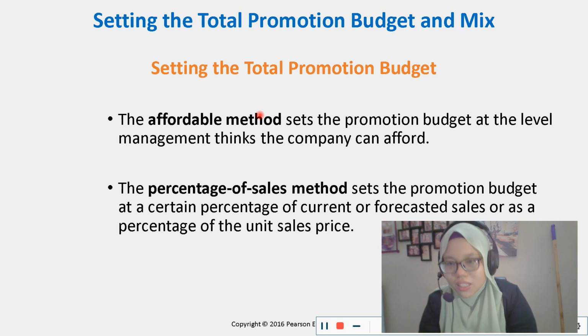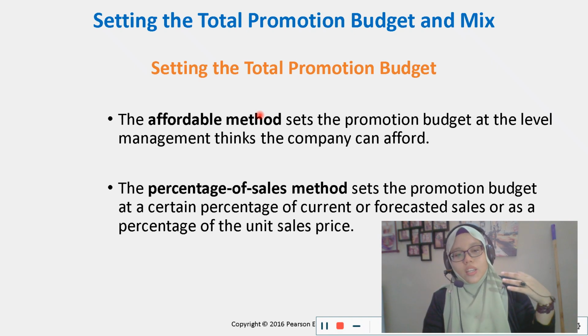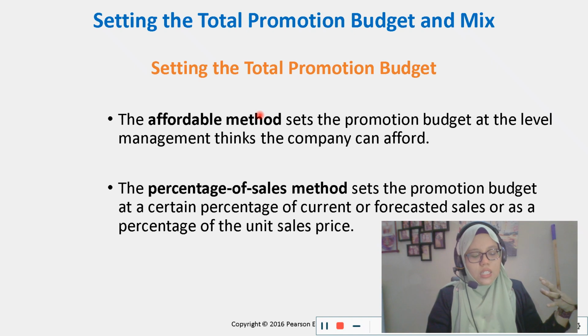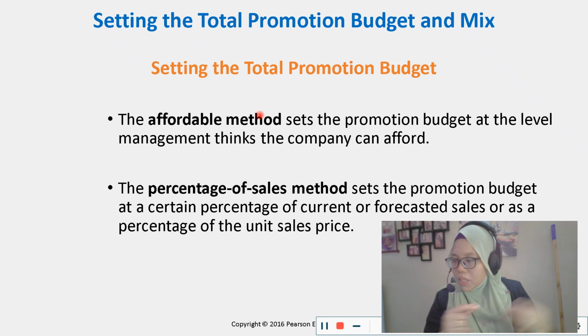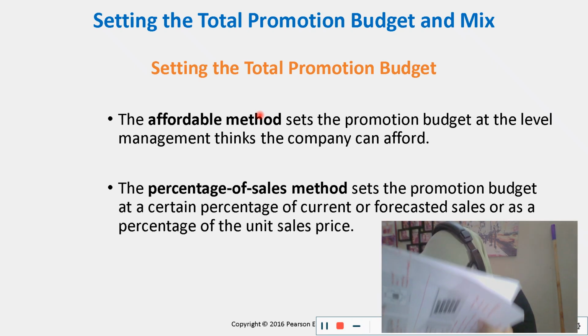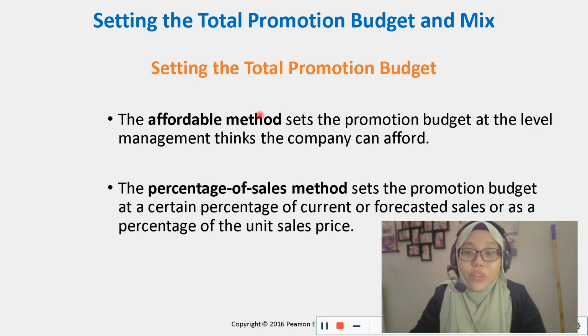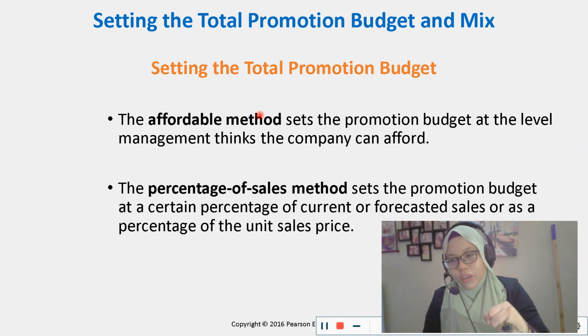For affordable method, what normally the small businesses use this kind of method, affordable method, where they have to determine their, apa nama kita panggil tu, saya takut tersalah ke masuk neraka. They have to determine their, oh yes, total revenues. They have their total revenues.